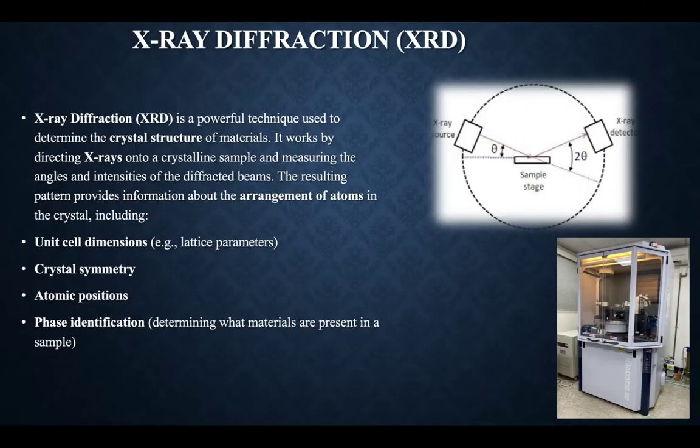The resulting pattern provides information about the arrangement of atoms in the crystal, including its unit cell dimensions, crystal symmetry, atomic positions, and phase identification. With this phase identification, we can determine what materials are present in a sample.